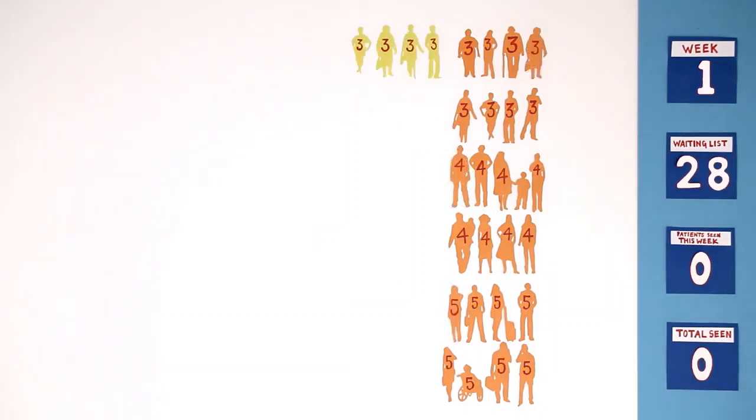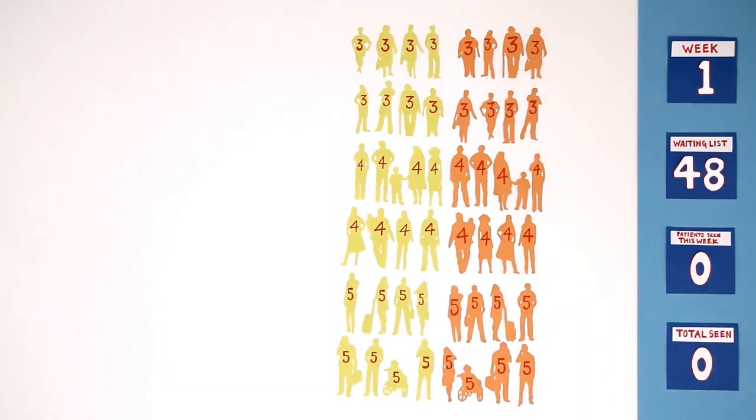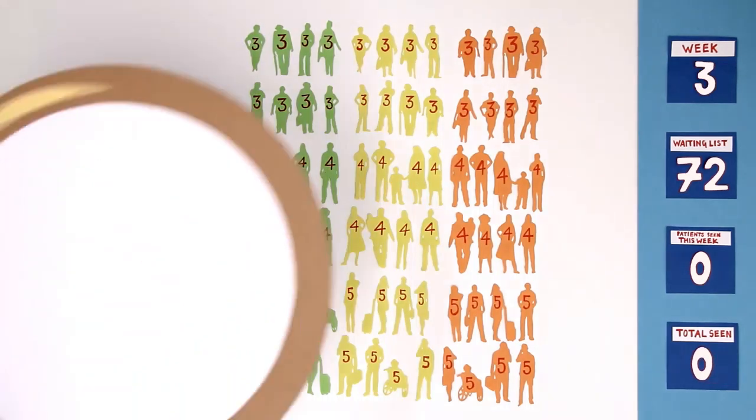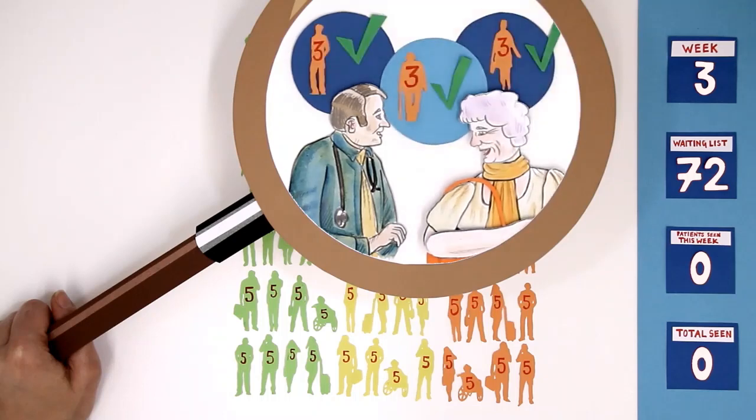In the first week, another 24 patients are added, and these too will make their own appointment choices, giving us 48 people in the waiting list, with no one having yet been seen. Week 2 arrives, and another 24 people are added, taking the waiting list to 72, still with no one having been seen. In week 3, Mariana and the others from the first block of referrals attend their appointments.